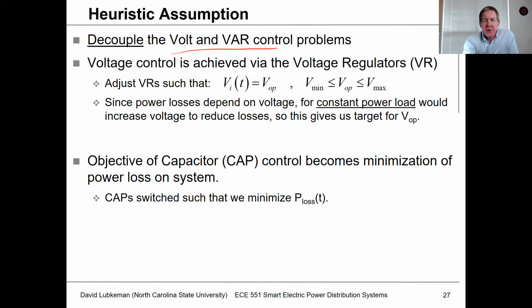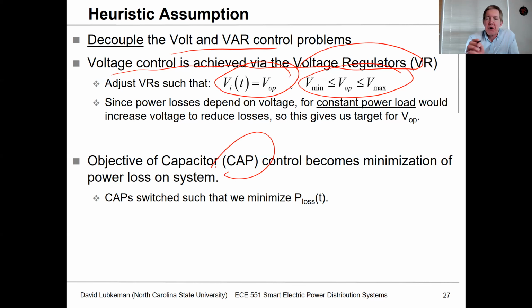Voltage control is going to be achieved primarily by adjusting the taps on the regulators. We're going to have a target voltage we're going to try to meet, and we're going to try to keep this voltage within bounds. The other thing we're assuming is that the caps are primarily going to be switched to minimize losses. They do have an effect on the voltage, but in order to come up with this simple control strategy, we're going to look at the line regulators for the voltage control and the capacitor banks for the loss minimization.